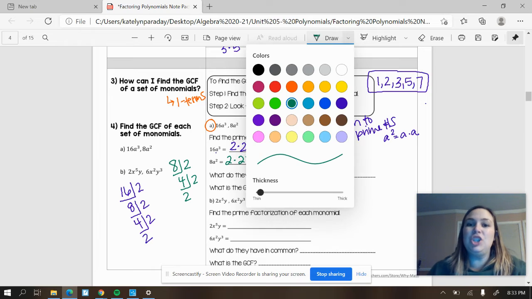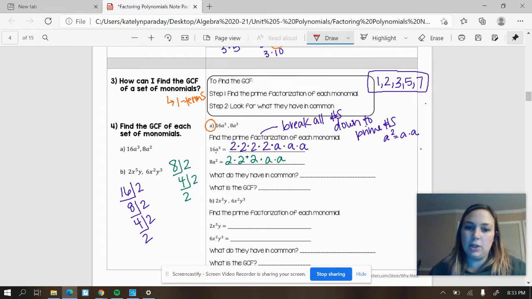So when I find the GCF from prime factors, I look to see what they have in common. Well, they have 1, 2, 3 2's together. So 2 times 2 is 4 times 2 more is 8. So they have three 2's and two a's. We'd multiply all the 2's together, so it'd be 8a squared is that GCF.